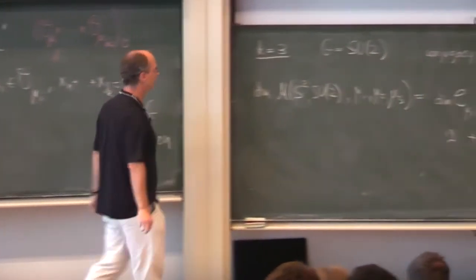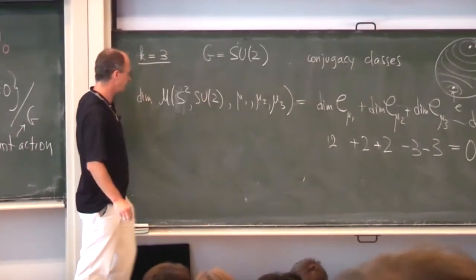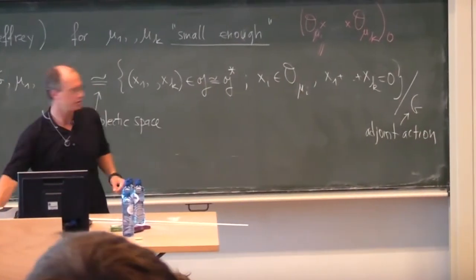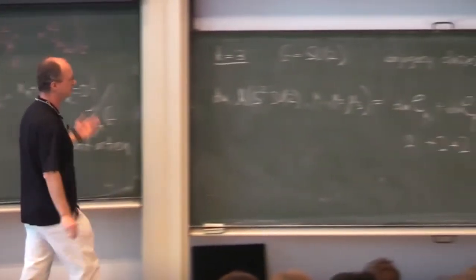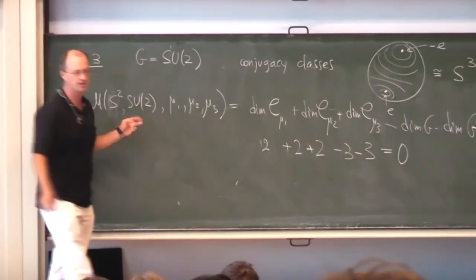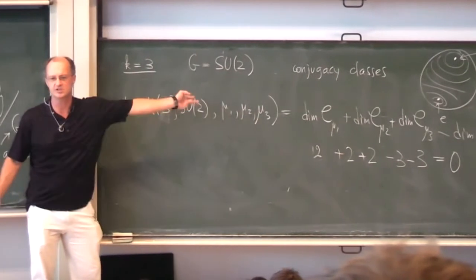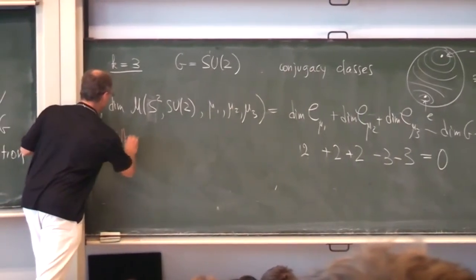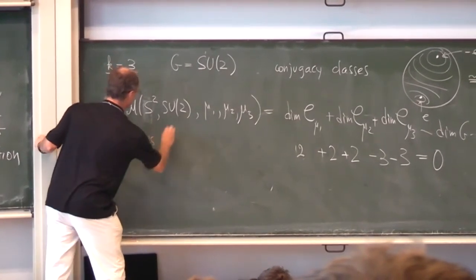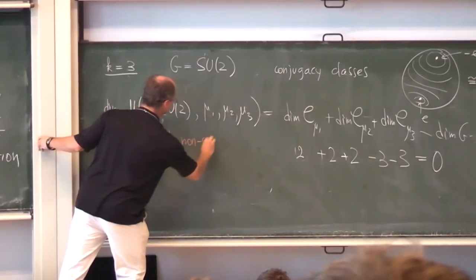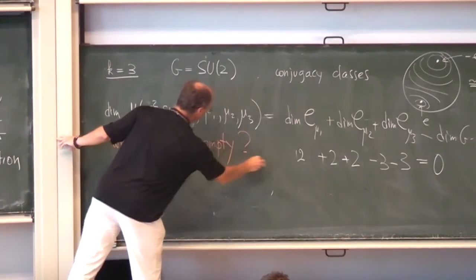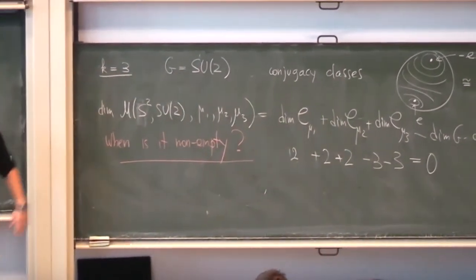It was originally one of the problems in the problem sets, but then I took it away just to attract your attention to the fact that this is an interesting problem. This moduli space can be either empty or non-empty. Either it's a point or there is nothing at all. So, the question: when is it non-empty? For SU(2), you can simply solve it by hand.